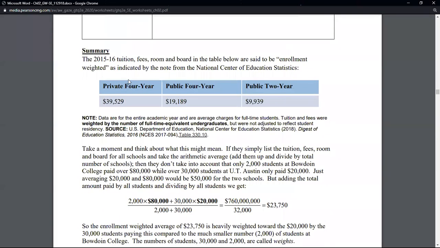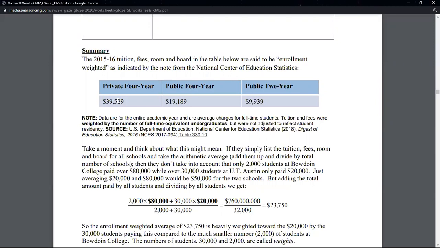So what they have here is they're talking about tuition, fees, room and board, all that jazz for the 3 different categories of schools we talked about before. And these are enrollment weighted, which means if any school has more enrollment, then their number would have more value. So like a school of 20,000 students, if they cost $10,000 a year, and then you've got a school with 100 students and they cost $1 million a year, the value would be a lot closer to the first one because there's 20,000 students versus 100 students.